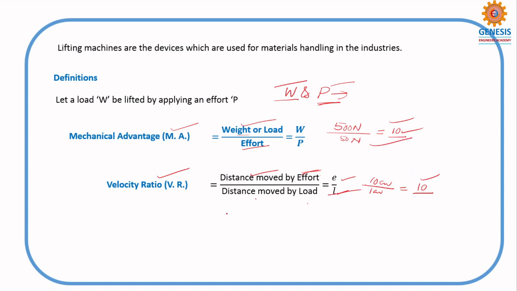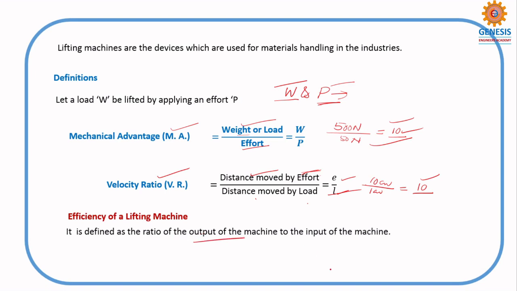If you combine both these two terms, we call that term efficiency. What is meant by efficiency of a lifting machine? It is the ratio of the output of the machine to the input of the machine. For any machine, efficiency eta is equal to output by input. What output you are going to get by supplying what input. The output of the machine is to lift the load, and the input of the machine is to apply that effort.